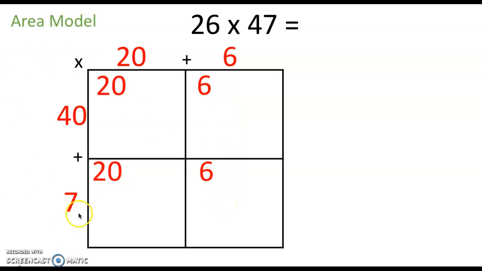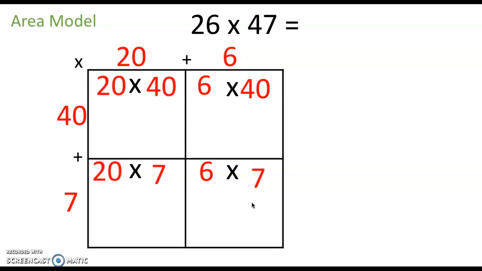Now we have to deal with our 47 on this side. So it can't go down because there's no boxes for it to go down to, but it can go over. So 40 will go over into this box, over into this box. Same thing with the 7. It'll go over into this box and over into this box. And we know that our operation is multiplication.